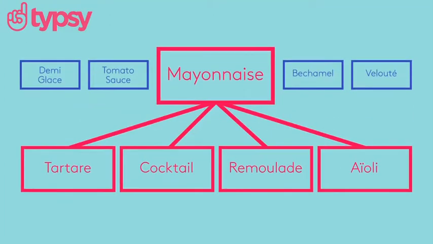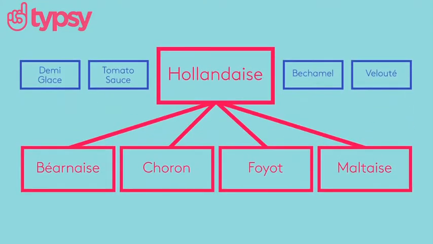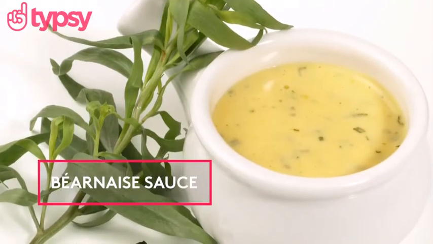Hollandaise, along with mayonnaise, can be considered as a mother sauce. There are many variations based on the basic preparation of hollandaise, such as sauce béarnaise, which adds a tarragon reduction as well as chopped tarragon.